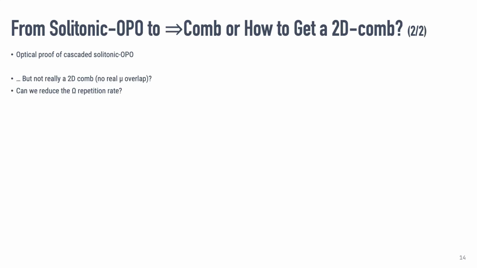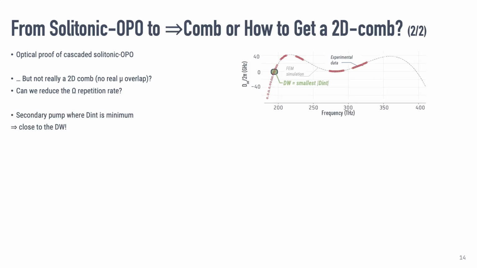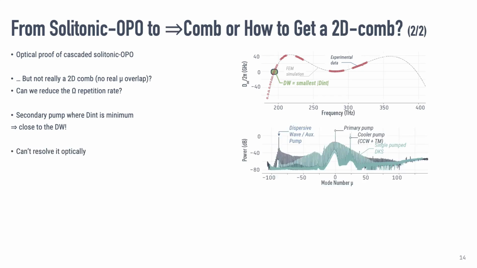the repetition rate in the phase velocity dimension. Well, it's pretty easy to actually get the smallest possible, because that means where the dispersive wave is, right? That's literally when integrated dispersion is closest to 0. So that's what we do. We pump here at the dispersive wave. As you can see, the dispersive wave of a single pump DKS is over here. We pump it, and actually not much happened.